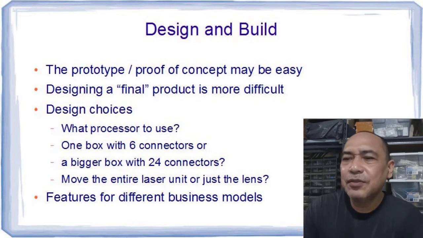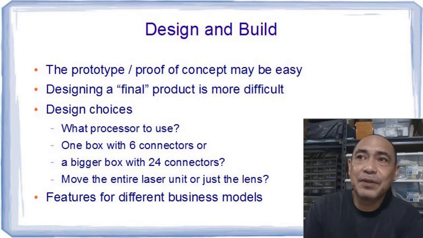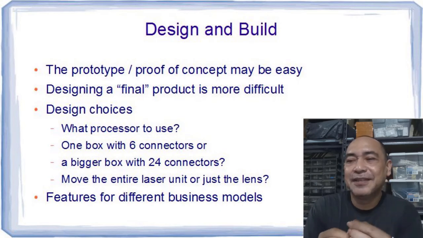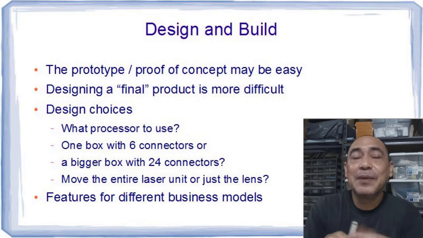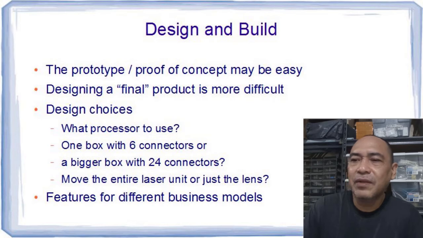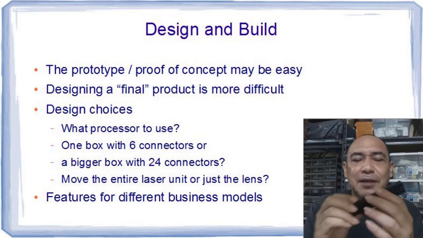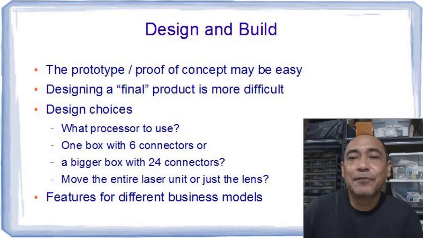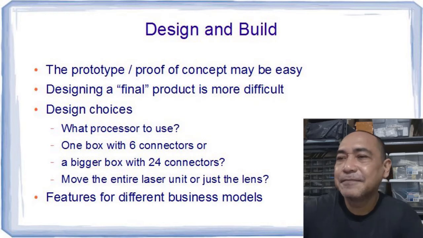So in your design, you also have to think about the features for different business models. For example, if you're trying to build it for home use, then you're not going to have exposed wiring in your product. You're not supposed to. But if it's for people who make signs, then exposed wires or terminal blocks are fine, because they expect to have these features for their particular cases.